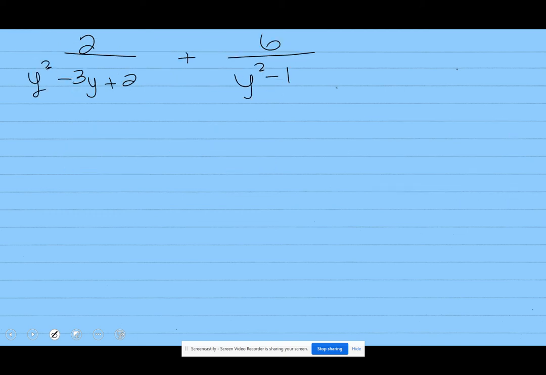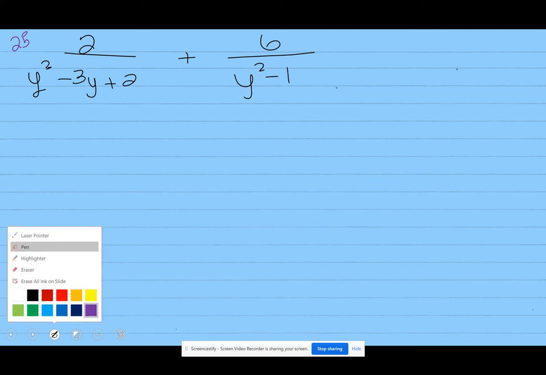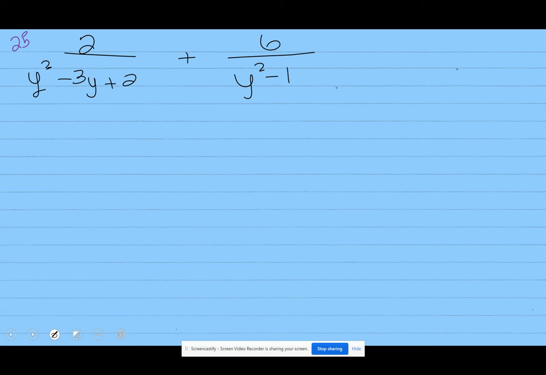Let's do number 25. I think this is 25. Yes, this is number 25. Here we go. So we're going to add these. We need to factor the denominators so that we can get our common. Again, my stylus was messing up on me, so it's not as neat as I would like it to be. But I am going to factor this trinomial. Multiply to give me 2 and add to give me 3 would be 2 and 1. A minus 2 minus 1. So that's my denominator. The denominator on this next one, this is a difference of squares. It's going to be y minus 1, y plus 1.